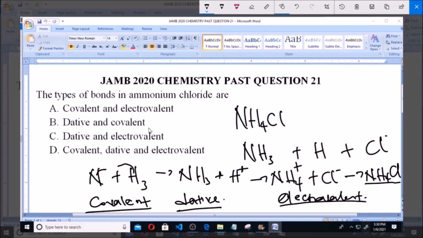So therefore there are 3 types of bond in ammonium chloride: the covalent, dative, and electrovalent, which is option D.